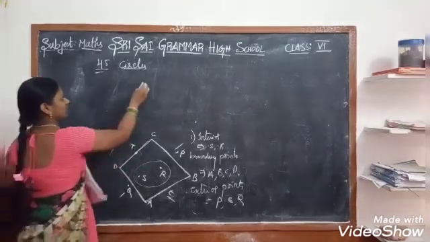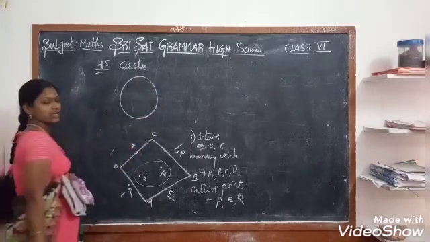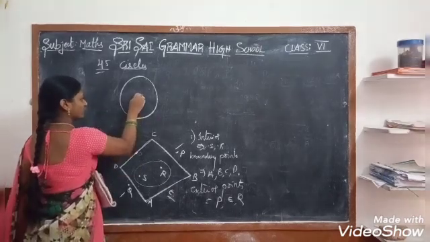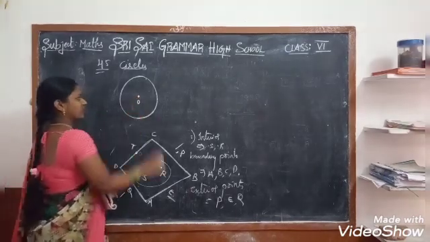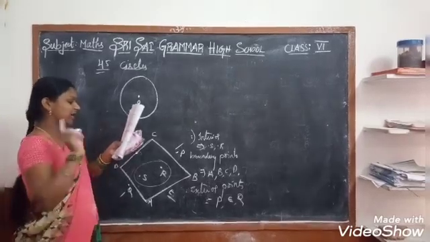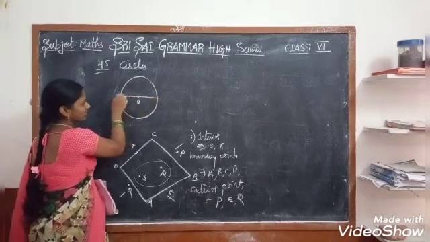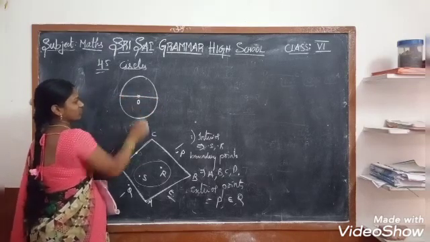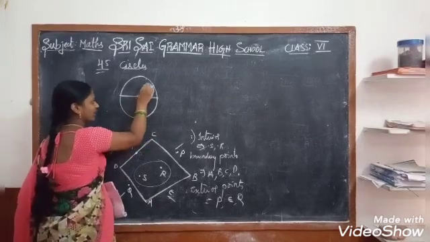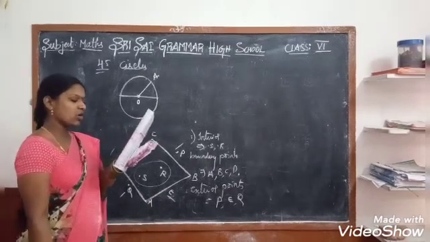Now here this is a circle. Everyone draw it. Now we have to show the center O. This is the center, it is pointed as O. Now we have to show the radius, that is OA.